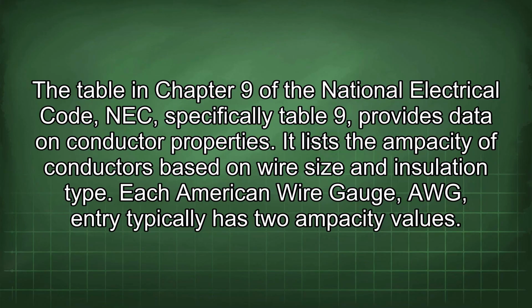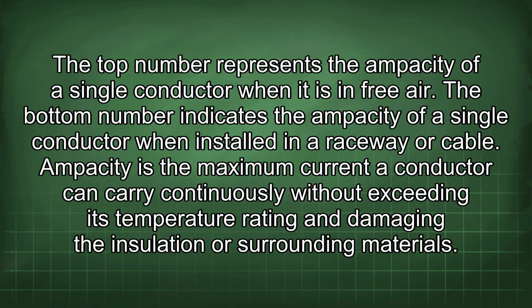A table in Chapter 9 of the National Electrical Code, NEC, specifically Table 9, provides data on conductor properties. It lists the ampacity of conductors based on wire size and insulation type. Each American wire gauge, AWG, entry typically has two ampacity values. The top number represents the ampacity of a single conductor when it is in free air. The bottom number indicates the ampacity of a single conductor when installed in a raceway or cable.